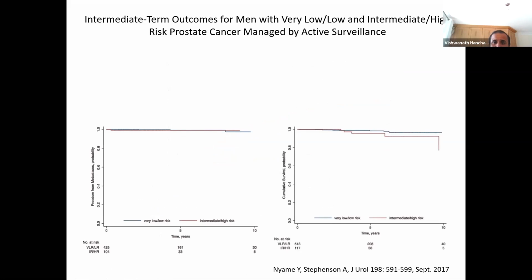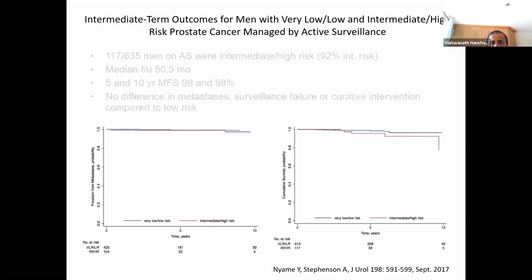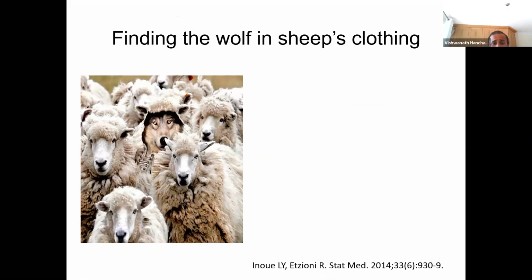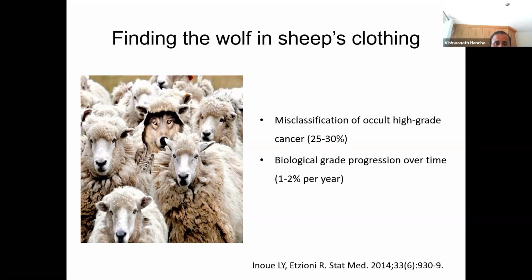Then these are the intermediate outcomes for very low volume and intermediate high risk prostate cancer managed with active surveillance, which again emphasizes that grade group 1 patients are better monitored and the chance of failure is less. So before we put someone on active surveillance, it is about finding the wolf in sheep's clothing. It is more important to identify the high risk group patients, separate them from the low risk, and then the chance of failure would be low.